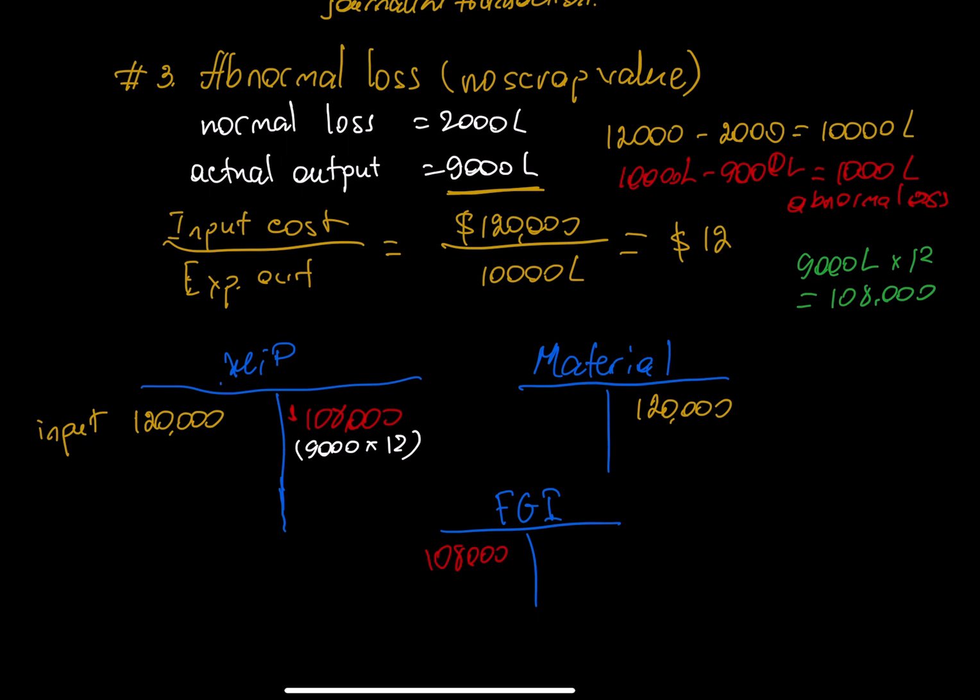So again, the cost per liter we calculated is $12. And we said that 1,000 liters is our abnormal loss. So we're going to record here $12,000. So $12,000 will be our abnormal loss. And this is how we calculated it: 1,000 liters of abnormal loss multiplied by, again, $12. So where does this $12,000 go? It's going to go to a different account called abnormal loss, and $12,000 will be debited into this account.